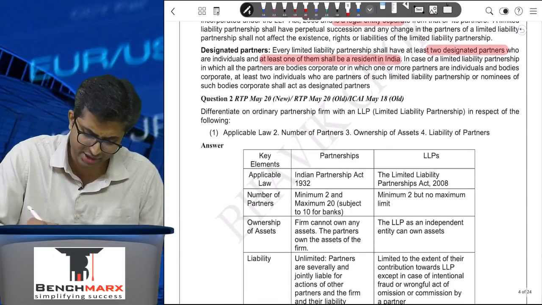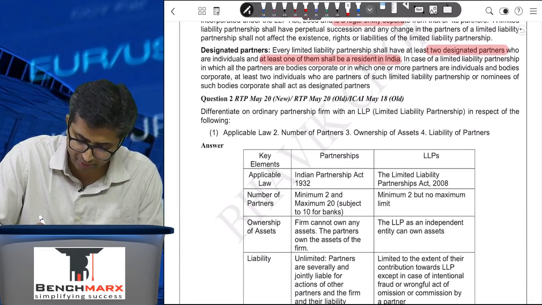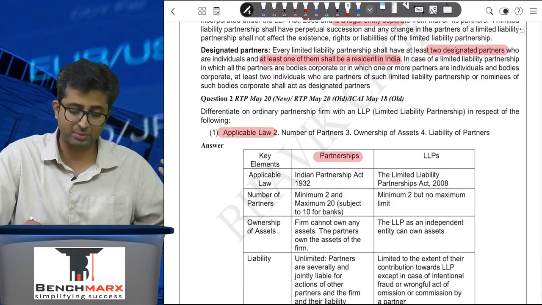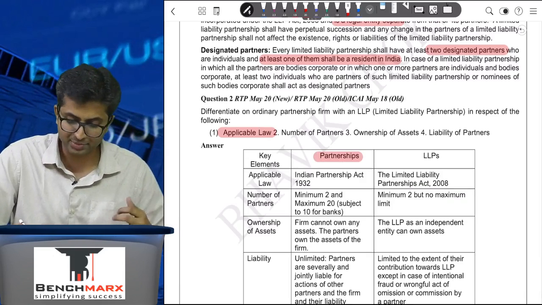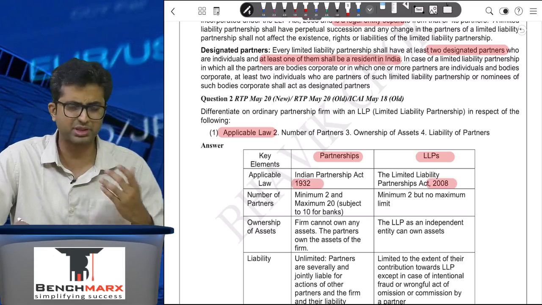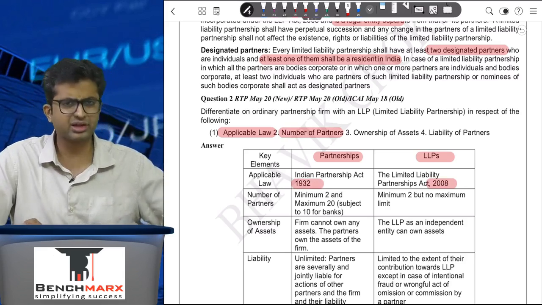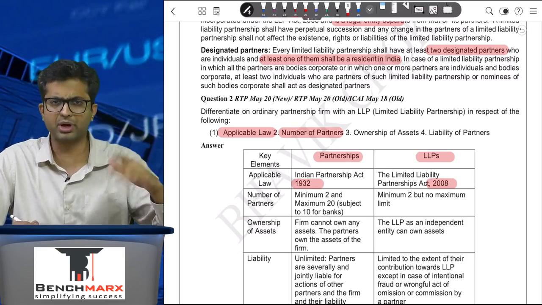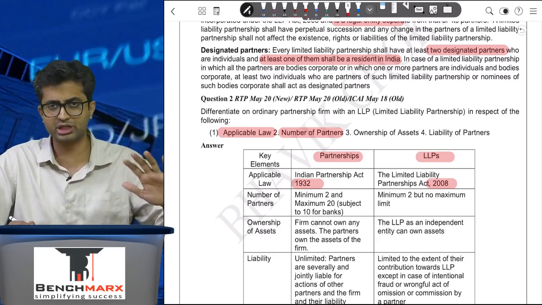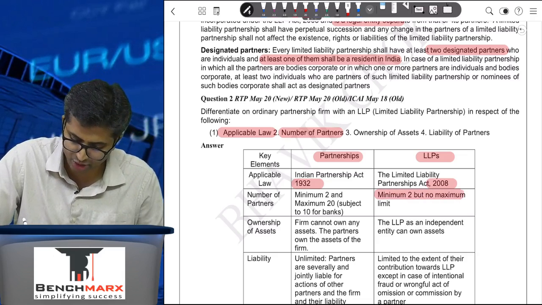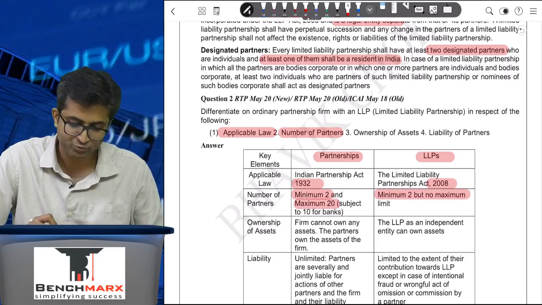Then you go to question number 2, which is differentiate between an ordinary partnership firm and an LLP with respect to the applicable law. The law over here is for the general partnerships. It is the Partnership Act of 1932, and for LLPs, it is the LLP Act of 2008. So you just have to remember these years and the name of the act. The number of partners, again, minimum partners are 2 at both places. For a general partnership, there's a maximum limit of 20 partners, I guess 10 for banking companies, but otherwise 20 in general. For LLPs, there is no such maximum limit. So over here, minimum 2, but no maximum. Here is minimum 2, maximum 20.